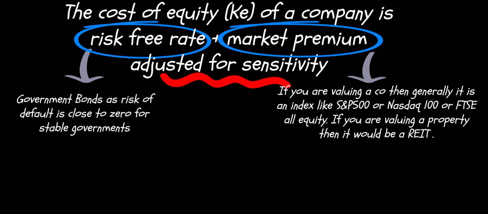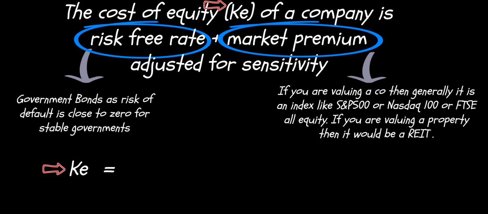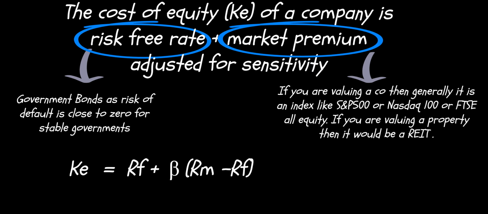Now, adjusted for sensitivity, I'll explain a little later when we talk about the fundamental logic of CAPM. This is very interesting and logical if you can stay till end. And the formula is cost of equity is equal to risk-free rate plus market premium adjusted for sensitivity. Beta is used to measure sensitivity. Now let's move on to understanding the why behind the CAPM formula, the fundamental logic that makes this model work.